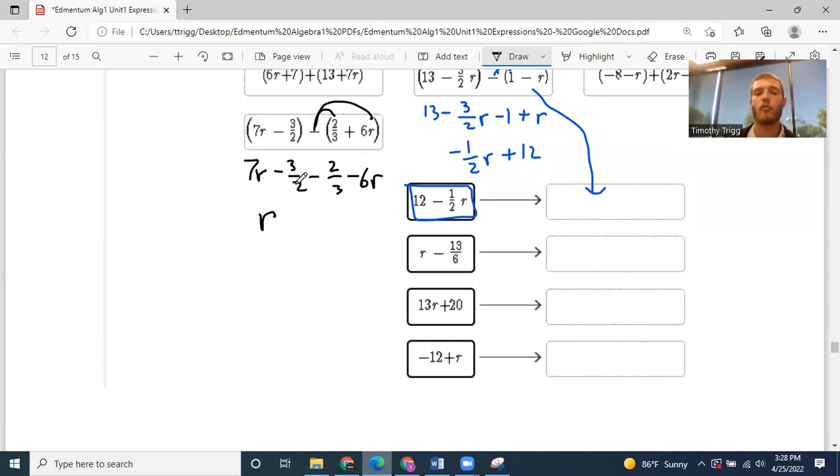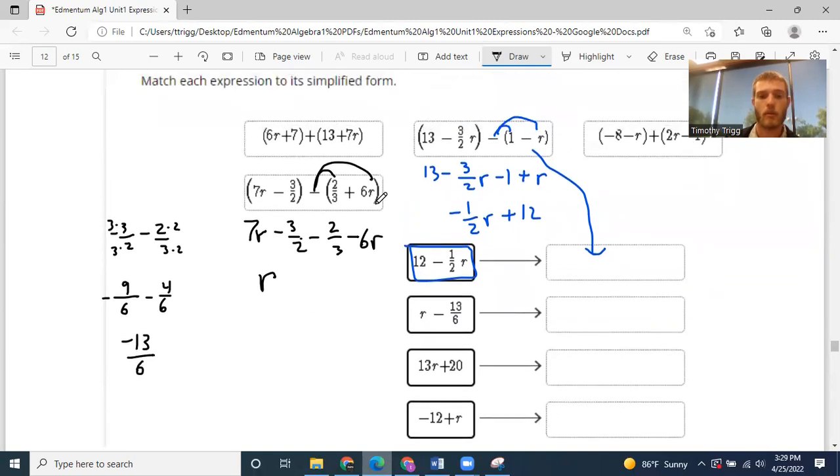Then I want to combine this negative 3 over 2 minus 2 over 3. I like to add my fractions on the side just so I don't confuse things. They have a lowest common denominator, in this case, of 6. So for this fraction, I multiply top and bottom by 2, giving us negative 4/6. And this one I multiply top and bottom by 3, giving me negative 9/6. So negative 9/6 minus 4/6 is negative 13/6.